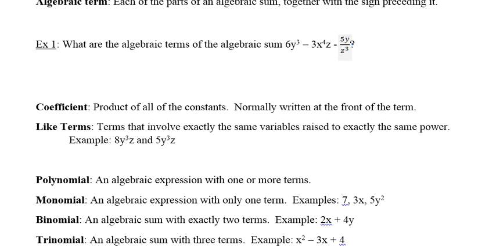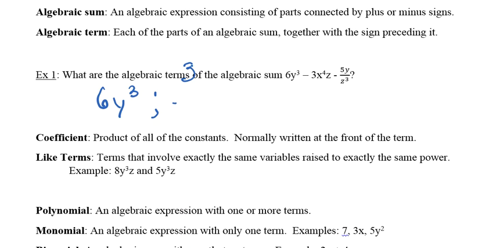It says, what are the algebraic terms of the algebraic sum? So 6y to the third would be one, negative 3x to the fourth z would be another one, negative 5y over z to the third would be a third one. Those are all algebraic terms.